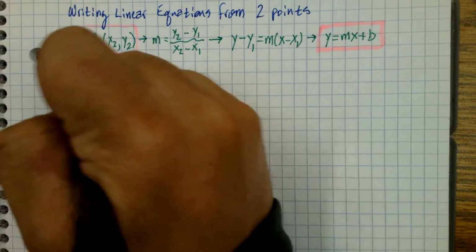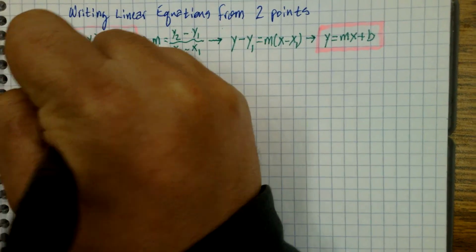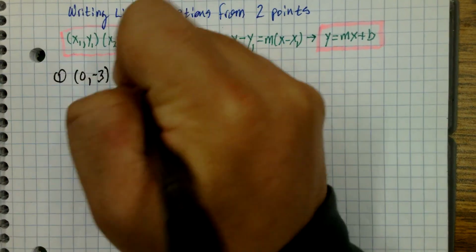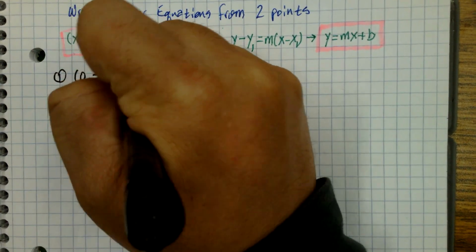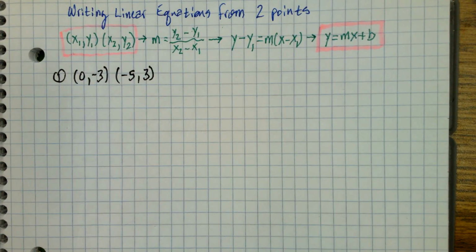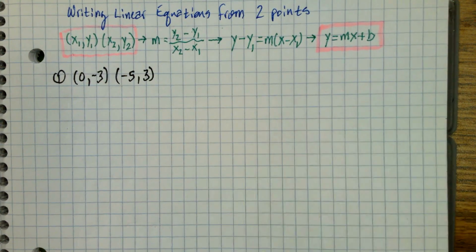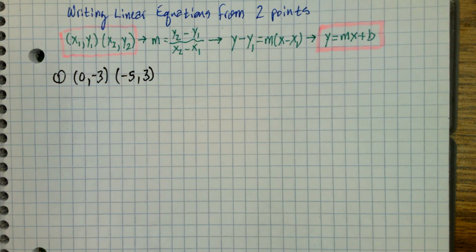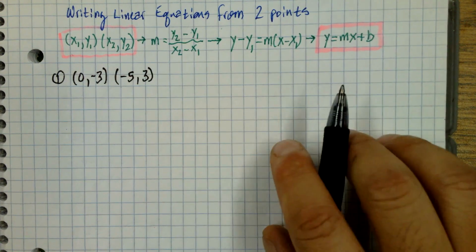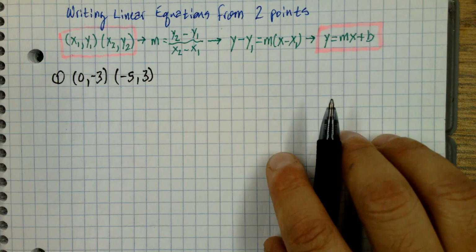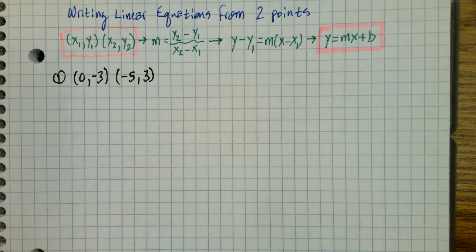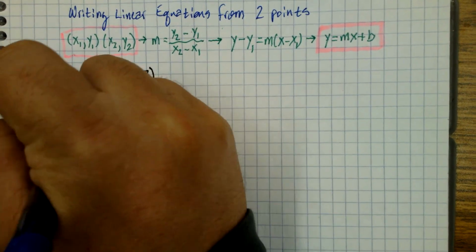So we're always going to start with two ordered pairs. In this case, we'll start with (0, -3) and then (-5, 3). So these are two points on a two-dimensional coordinate plane. Imagine we draw the two points and then graph a line through them. Okay? So the first thing we're going to need is the slope. We're always going to start with the slope.